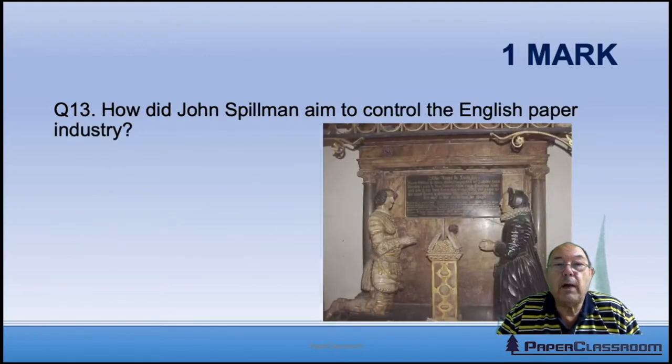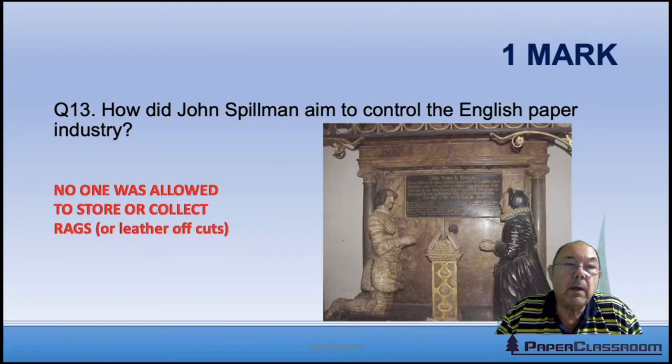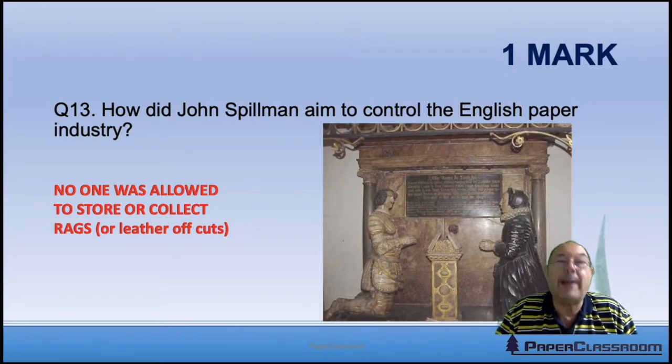Question 13. How did John Spilman aim to control the English paper industry? Well, he had a law passed that no one was allowed to collect or store rags, because in those days, rags were the basic raw material for paper. So if you control the raw material, you control the paper industry.